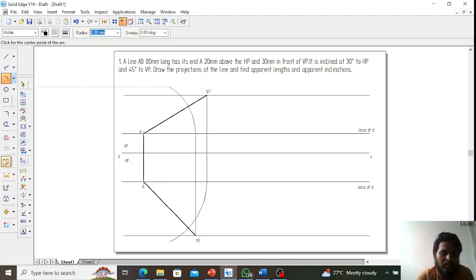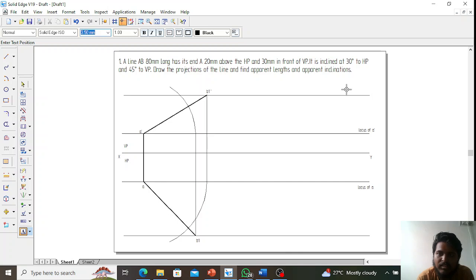Now what will we do? We will name these two locuses. We'll name this as locus of B1 dash and this as locus of B1. Okay.